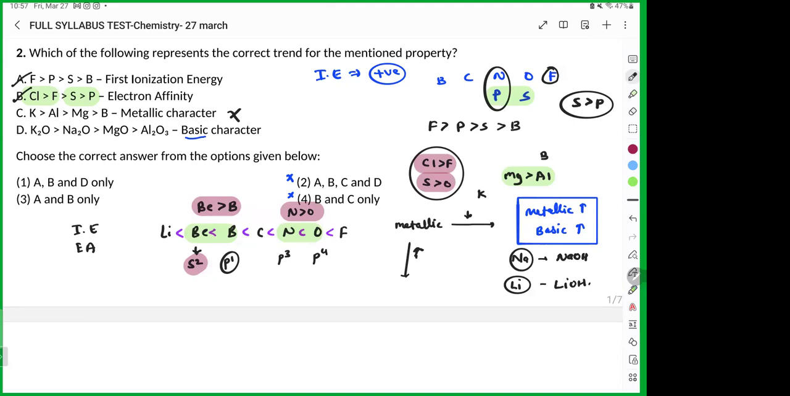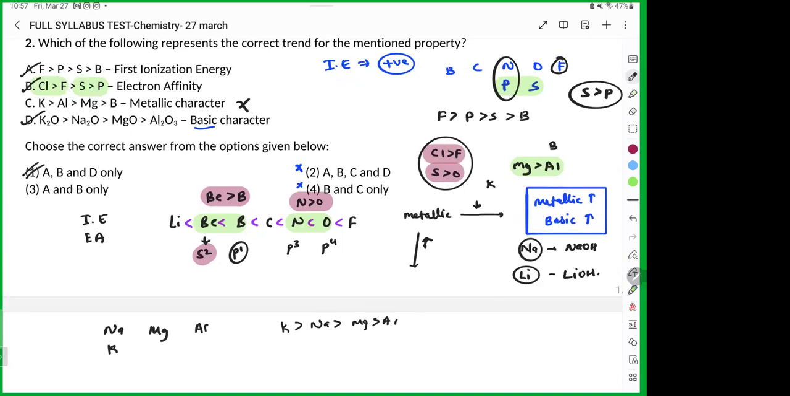Now, for basic character, you just have to look at potassium, sodium, magnesium, and aluminium, and which has the best metallic character. Definitely potassium is maximum, then sodium, then magnesium, then aluminium. So this character is correct. Here what you are learning is how properties change along the period and down the group. If you are aware of that, everything will be covered.